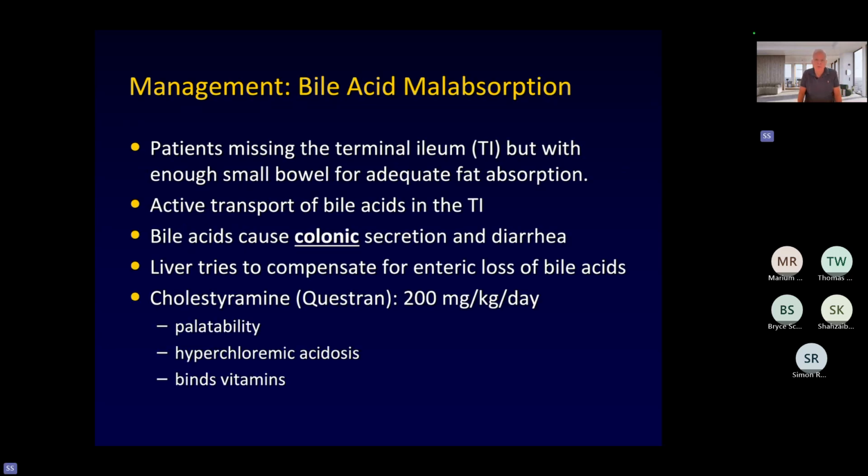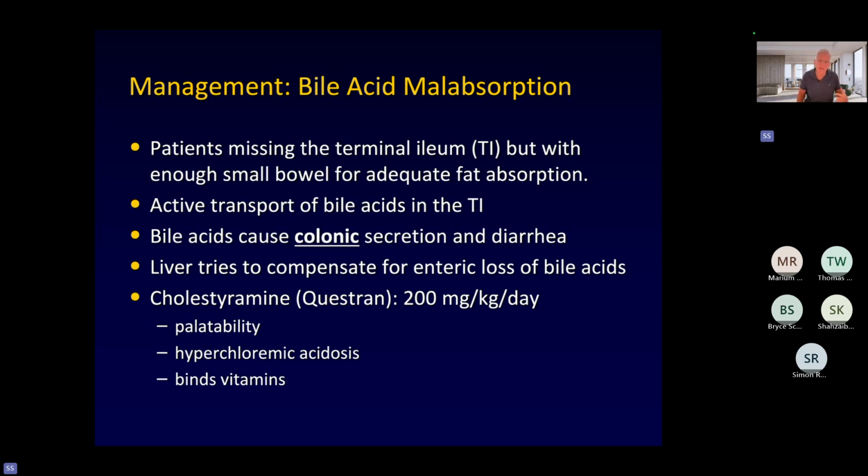Bile acid malabsorption, of course, is going to be a tremendous problem in patients who've had the ileal resected. Patients missing the terminal ileum, but with enough small bowel for adequate fat absorption, can be managed nutritionally. Remember that active transport of bile acids occurs in the terminal ileum. These bile acids, if they are not absorbed, can cause tremendous colonic secretion and diarrhea. The liver also tries to compensate for enteric loss of bile acids by increasing bile acid synthesis.